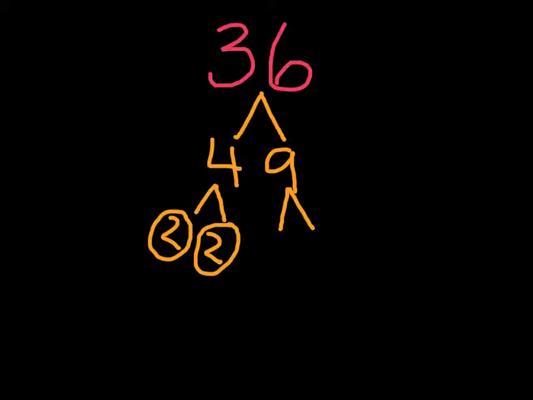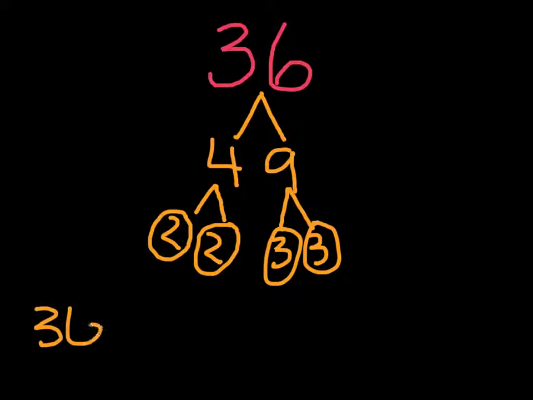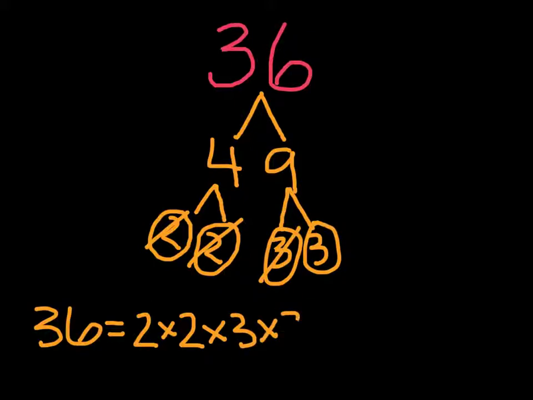9 is 3 times 3. And 3 is a prime number. So the prime factorization of 36 is, and remember we start with the digit with the lowest value, 2 times 2, I've used both of those, times 3 times 3, and just like before, I could write 2 squared times 3 squared.